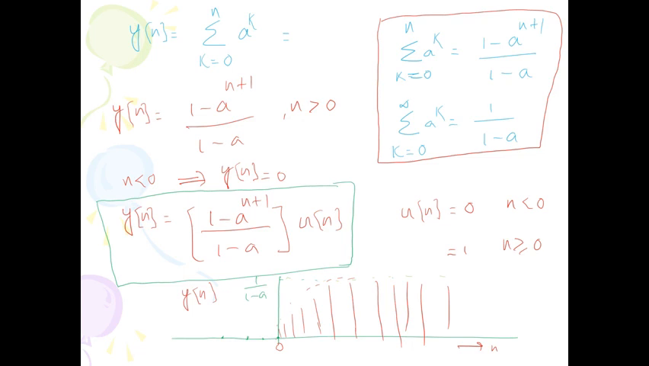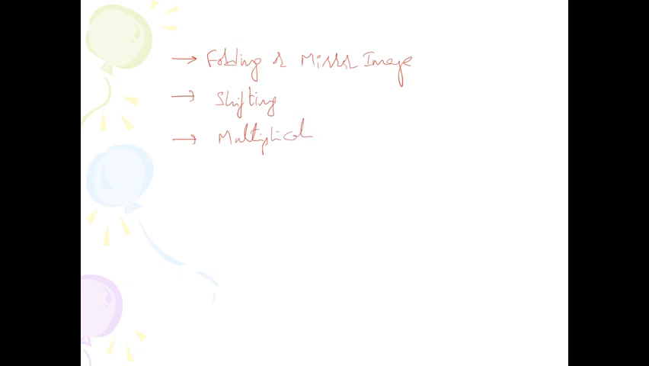This is the procedure to calculate the convolution between the two signals. So the steps involved in convolution: the first one is folding, or mirror image of the signal. The second one is shifting, the third is multiplication, and the fourth one is addition.